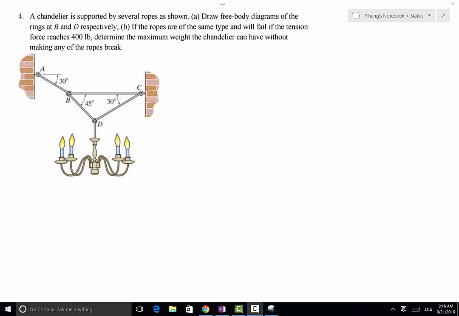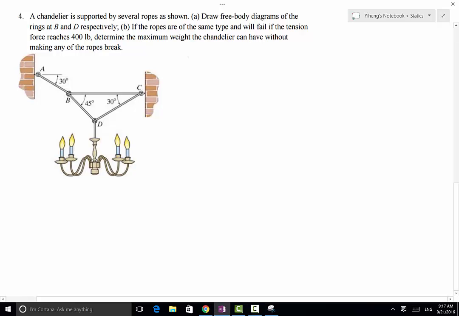Normally we would be given the weight of the object and we need to determine the tension force developed in the cables supporting it. But in this case, it's the other way around. We're given the maximum tension force the ropes can bear, and we need to find the weight instead. So it's a reversed process. There are different ways to approach this problem. I'm going to show my way, which I believe is the most effective way.